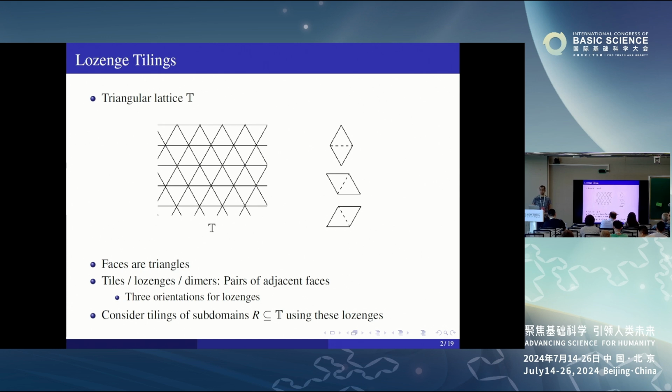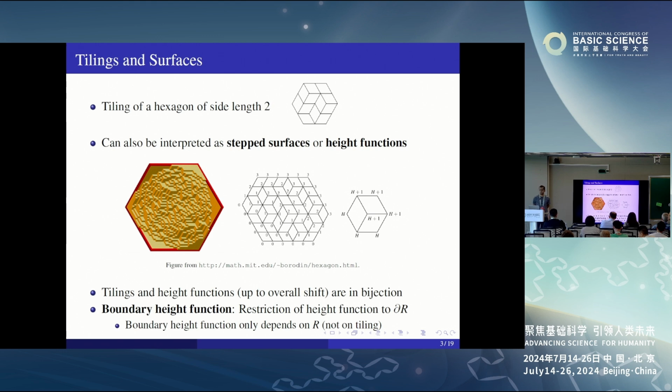types of lozenges. As a basic example, we can take a hexagon of side length 2, which is shown over here, and depicted there is one example of a tiling of it. It will often be useful to also think of any tiling as a step surface or as a height function. As an example, take a look at this hexagon to the left. It's a regular hexagon of side length about 15, and shown here is a tiling of it.